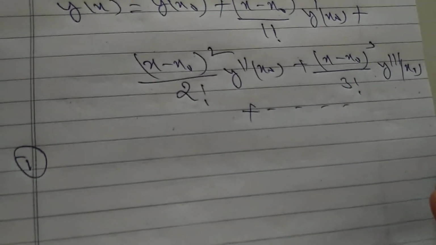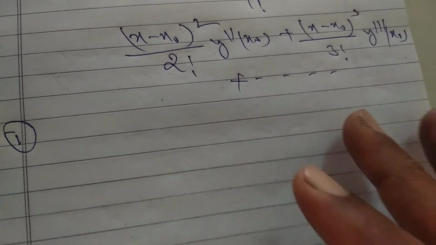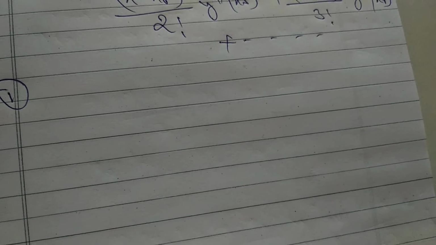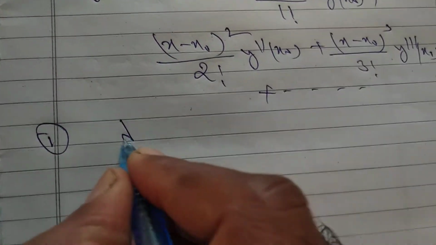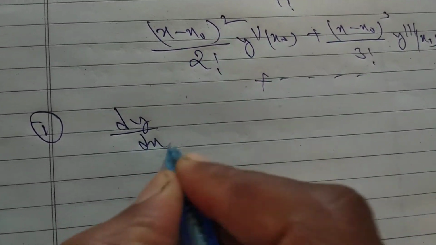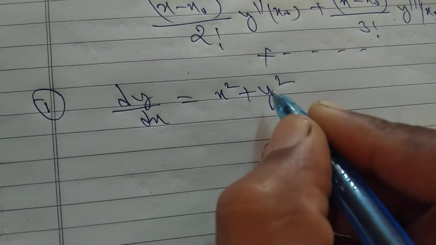The problem is: use the Taylor series method to find the value of y at x equal to 0.1, 0.2 and 0.3, considering the terms up to third degree. So what is the given equation? Here the given equation is dy by dx is equal to x square plus y square.